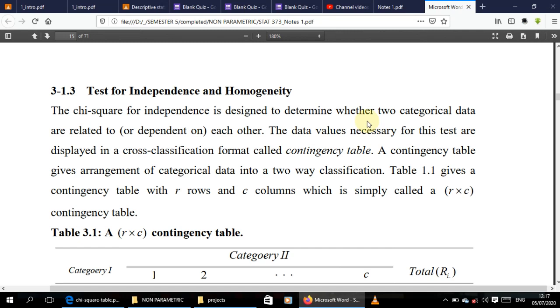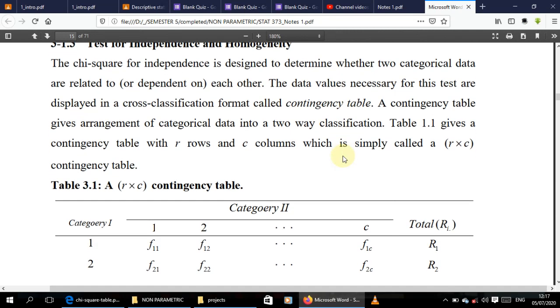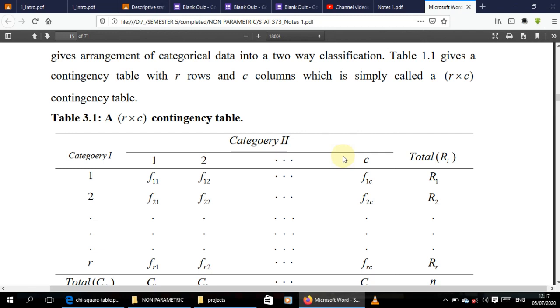So the data values necessary for this test are displayed in a cross classification format called a contingency table. These kinds of questions are put in a contingency table, as we've seen in statistical analysis. The contingency table gives an arrangement of categorical data into a two-way classification. This is an example of an R by C contingency table, that's the number of rows and the number of columns.